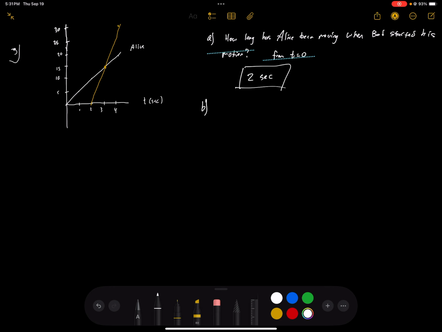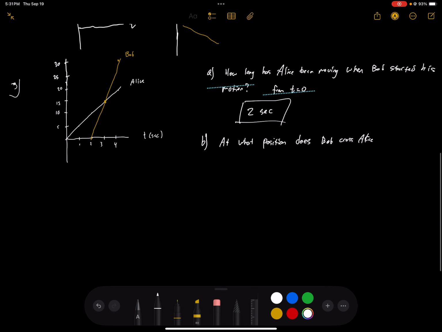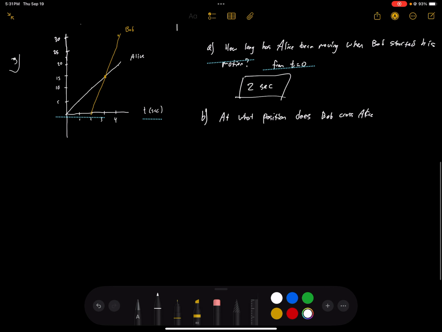All right, another part. This is just reading the graph. So at what position does Bob cross Alice? At what point does Bob overtake? Because Bob's obviously traveling faster than Alice. He's covering more distance over time. He's moving faster, and the slope of the line is greater, and we know that the slope of a position-time graph is velocity. So at what position does Bob cross Alice?